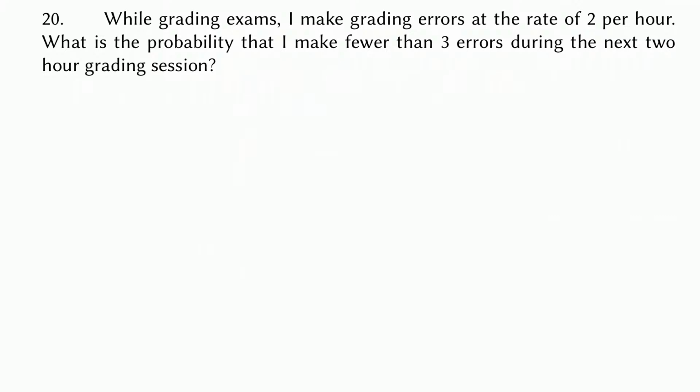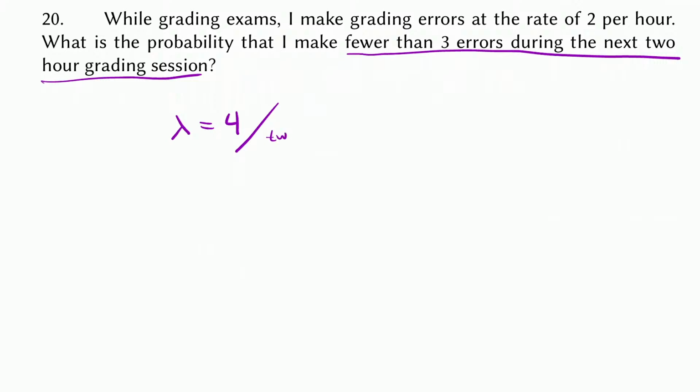But anyway, this one, you see that we're doing make fewer than 3 errors during the next 2 hours. So we need to know how many, let's see, 2 per hour, that's 4 for every 2-hour grading period. So this one's Poisson, by the way. If you think of me as sitting down for 2 hours and grading, then I go for a walk, and then I sit down and grade for 2 hours, and so on. Then for every 2-hour grading period, I should have, on average, 4 errors.